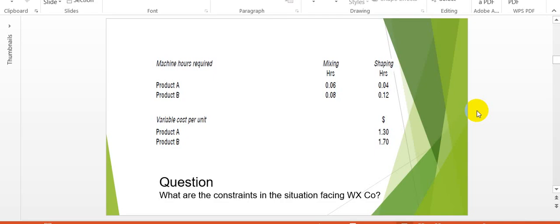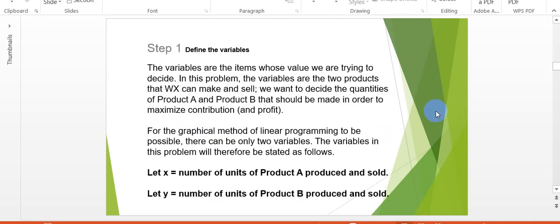So we go through the steps that we have just been looking at. We said step one was to define the variables. And the variables are the items whose value we are trying to decide. In our problem, the variables are the two products that WCOR can make and sell. In this case, product A and product B.